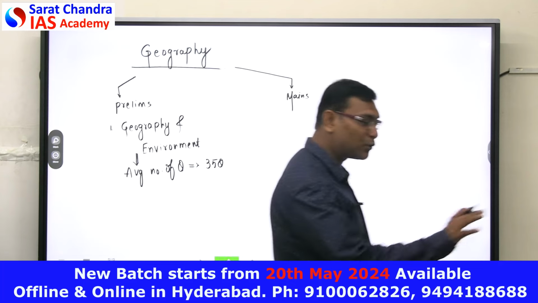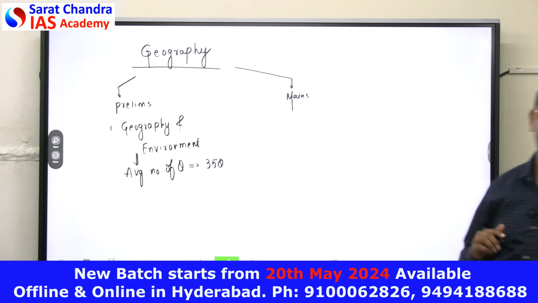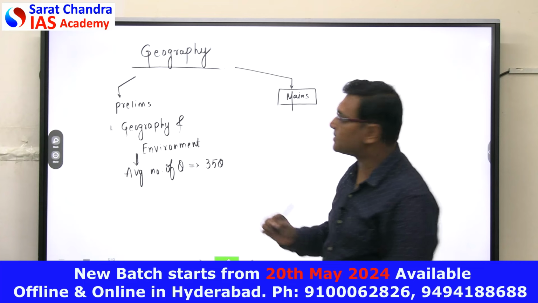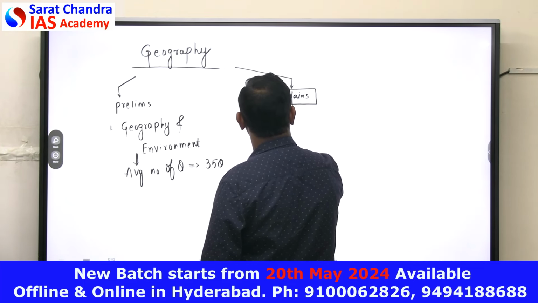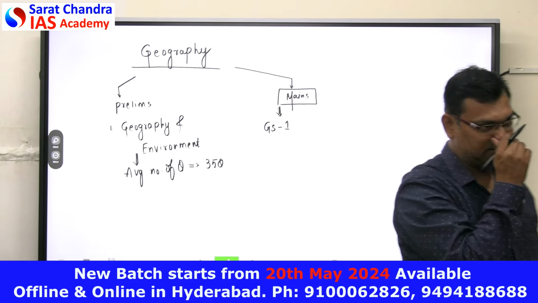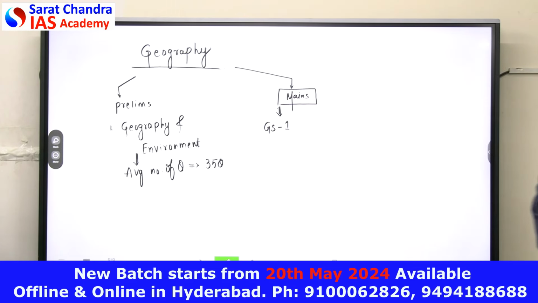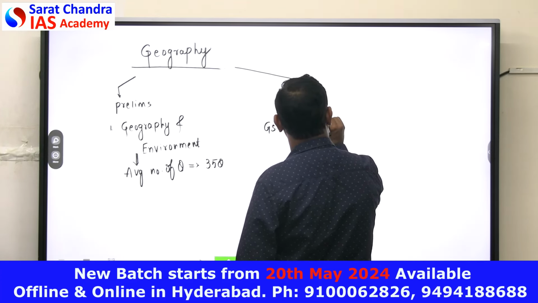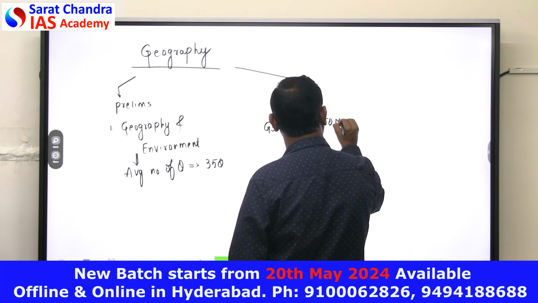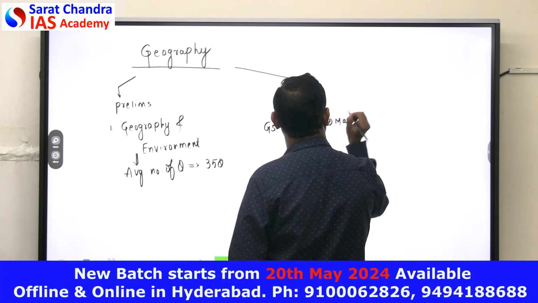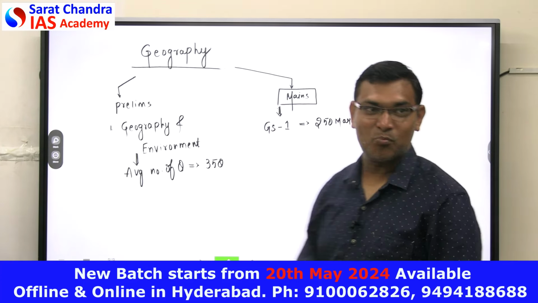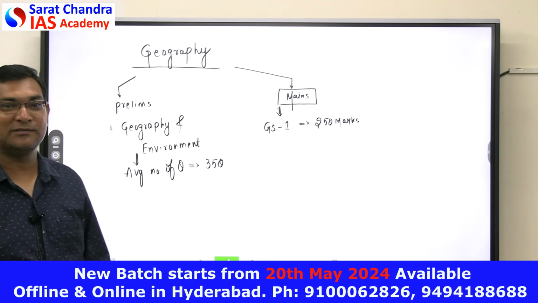Number two, what is the role in the mains? In which paper is it? In the mains, it is there in GS paper 1. GS paper 1 carries 250 marks. Out of the 250 marks, from the geography point of view, how much can you expect?